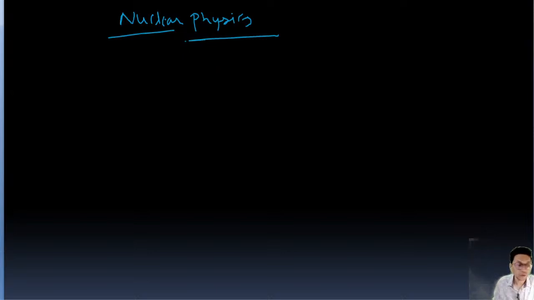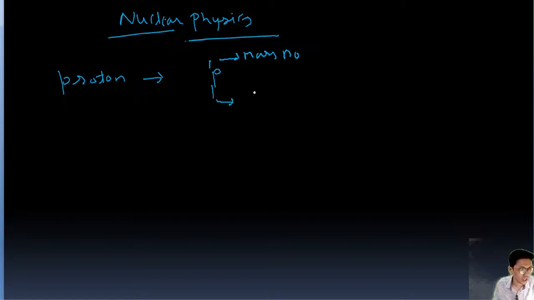So in nuclear physics, we'll start with the proton. We know that the proton is denoted like this, 1p1, right? This one denotes the mass number and this one denotes the charge number.